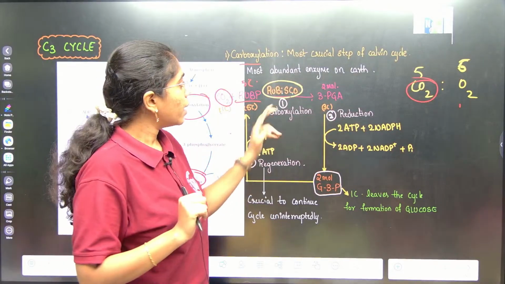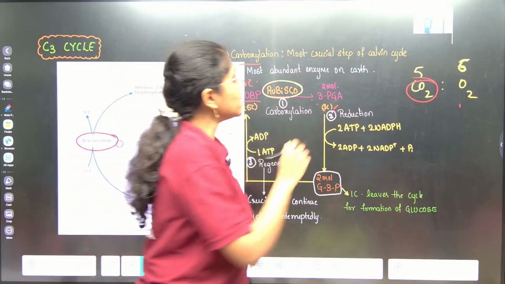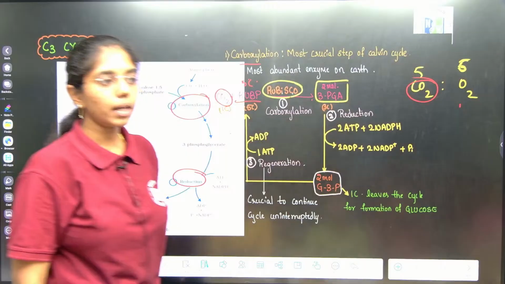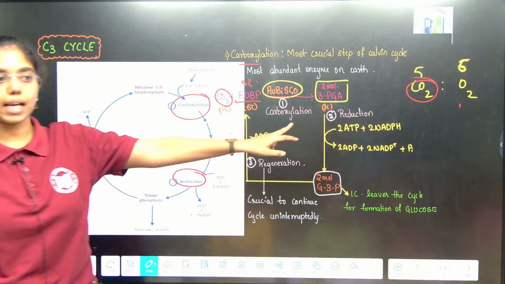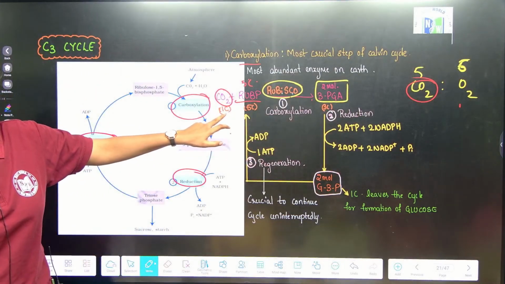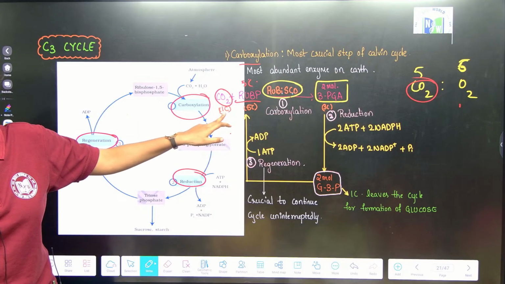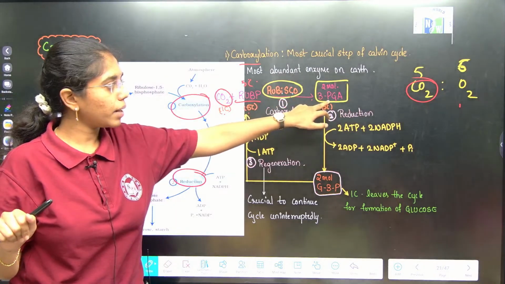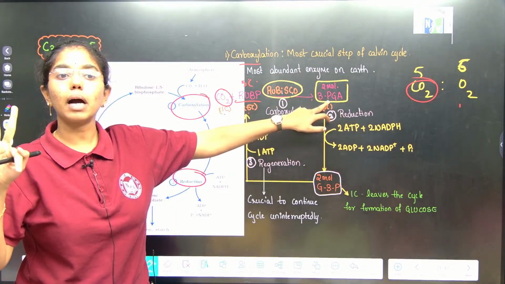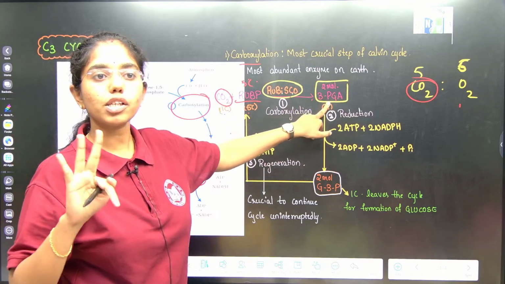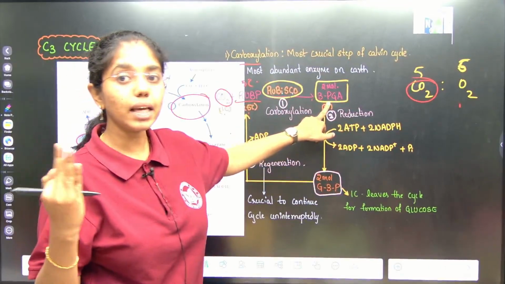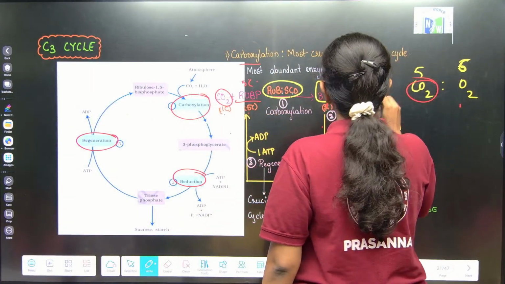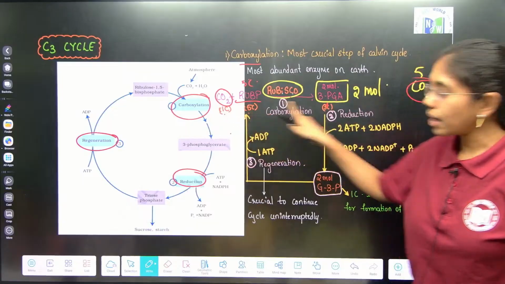Then it forms the primary product, a 3-carbon compound, which is 3-phosphoglyceric acid. This is 1 carbon, carbon dioxide. When 1 carbon dioxide is fixed, plus 5 carbon, total how many? 6 carbons. The first product of carbon dioxide fixation is a 3-carbon compound, 3-phosphoglyceric acid. As it is a 3-carbon compound, how many molecules will be formed? 2 molecules of the 3-carbon compound. First step is clear, right?